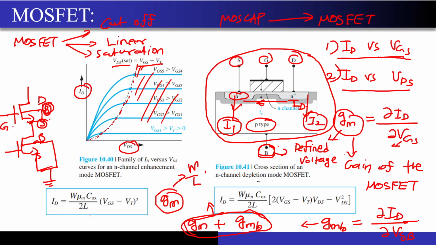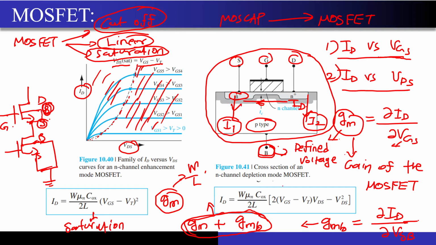So now what is happening over here? I have written two current equations. I already told you there were three regions: one was the cutoff region, one was the linear, and another one was the saturation region. So this right side that I have highlighted is called the saturation region, and the left side, assuming that your VGS is greater than VT, is called the linear region of operation. Sir must have told you these equations for the current in the saturation and the linear region.